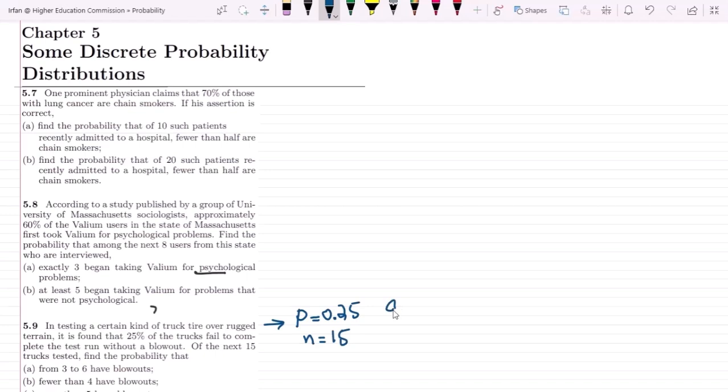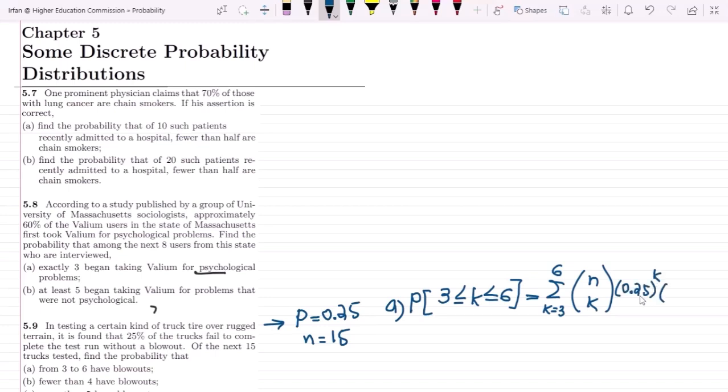Okay, in part A, what do we have to find out? We have to find the probability that the trucks blown out range from 3 to 6, greater than or equal to 3, and less than or equal to 6. Okay, and here I have to use again the sum over k from 3 to 6, and here it will be n choose k, the probability 0.25 to the power k, and 1 minus 0.25, 0.75, and here n minus k. It will be like this one.